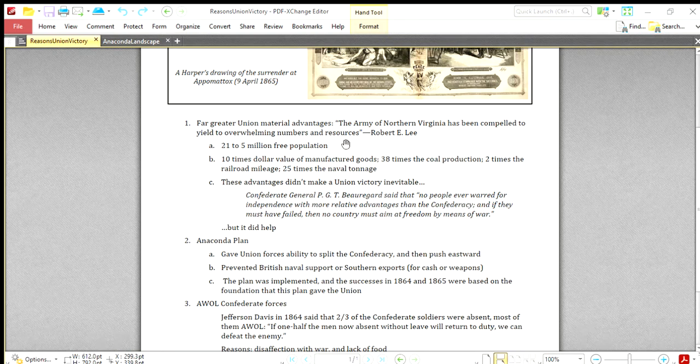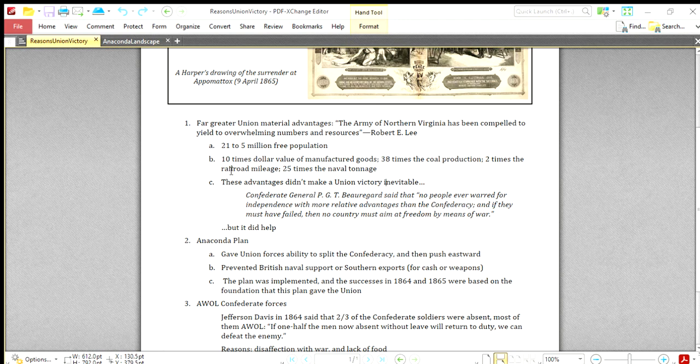Let's unpack that statement. First, the free population of the Union was 21 million. That of the South was 5.5 million. The North had almost 4 times as many free citizens. This meant that the pool of men of fighting age who could be drafted into their army was much bigger for the Union. The second factor was manufacturing.